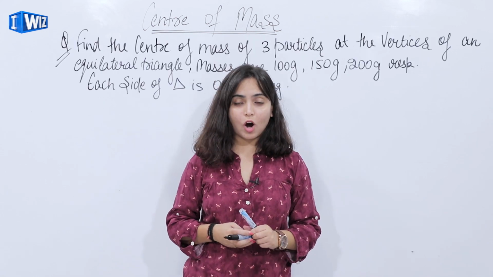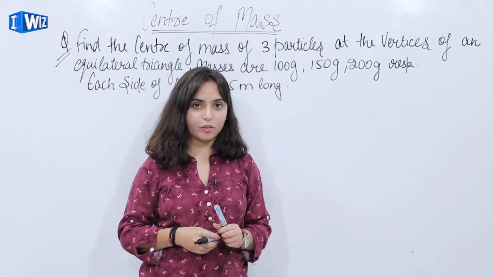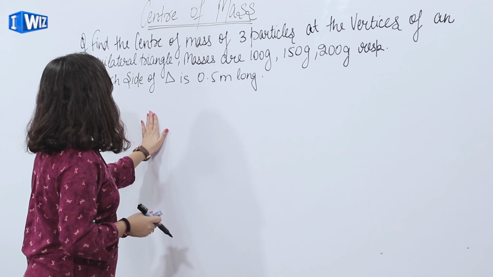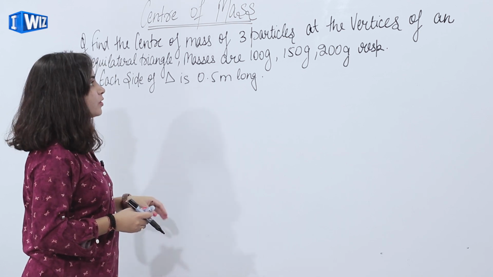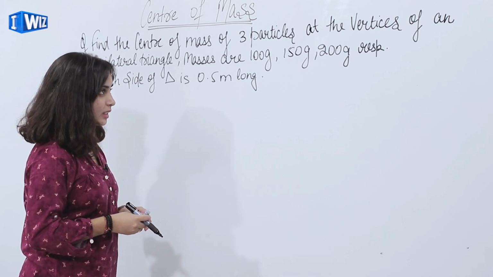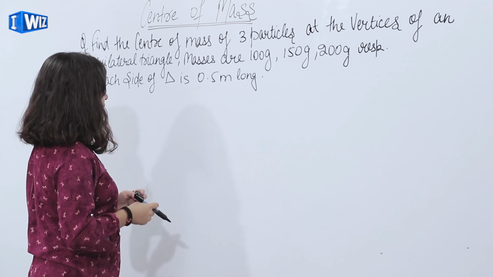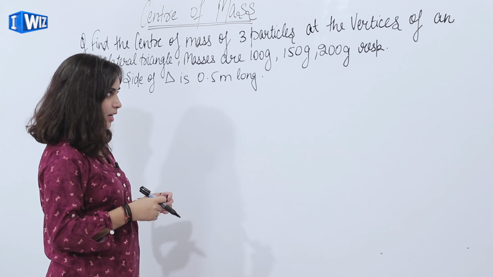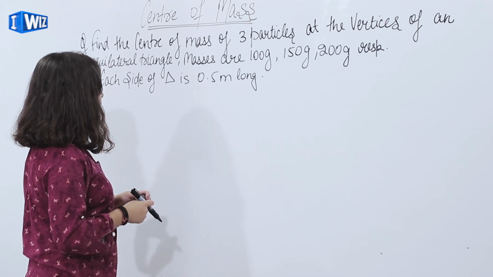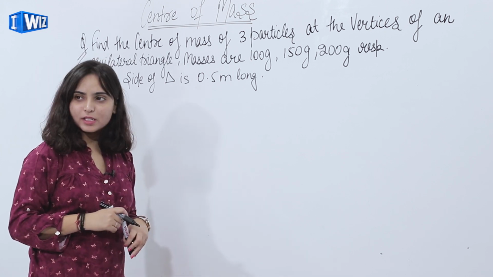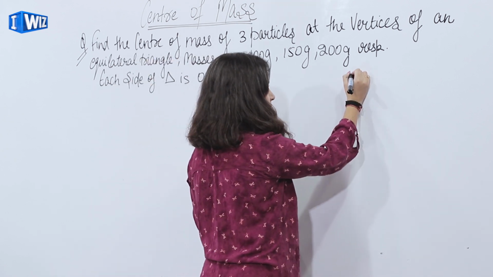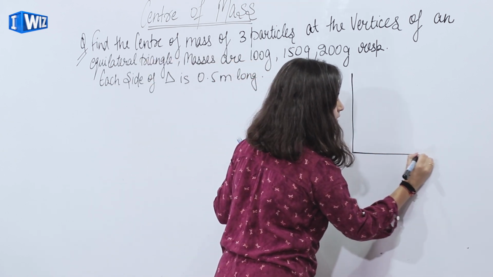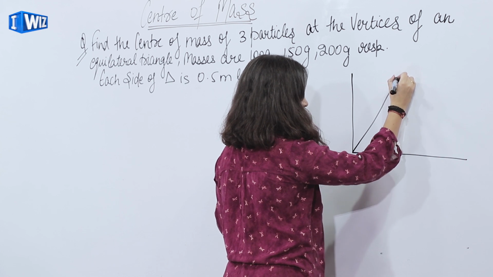So now let's solve a numerical problem for center of mass. Find the center of mass of three particles at the vertices of an equilateral triangle. Masses are 100 gram, 150 gram and 200 gram respectively. Each side of the triangle is 0.5 meter long. So according to the information given in the numerical, we will draw the figure.